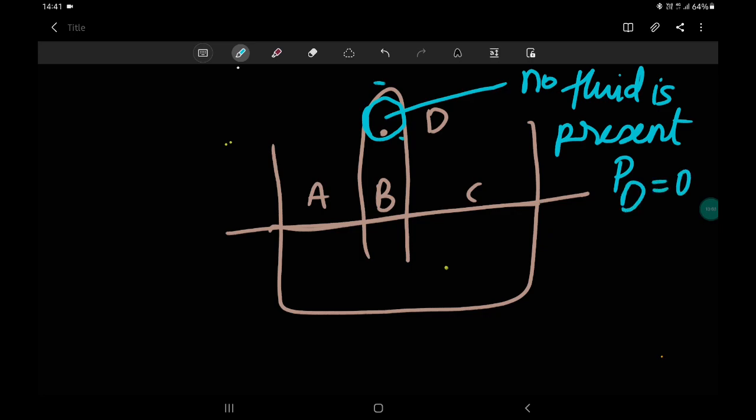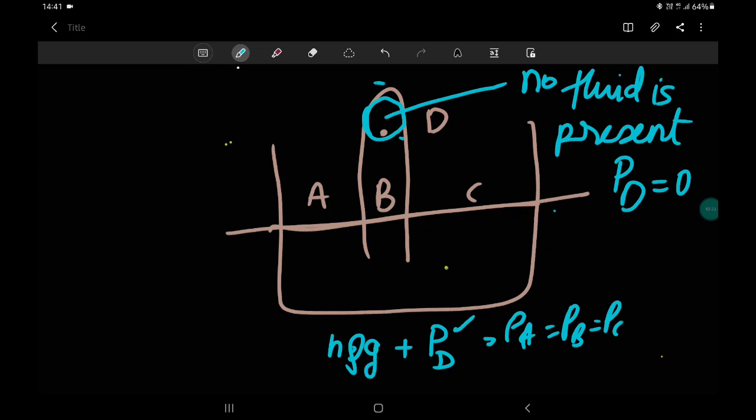I also said that the pressure at a particular horizontal level, let me assume PA equals PB equals PC, is equal to the pressure at the initial point plus H rho G. We know that the pressure at D is 0. So hence the pressure at A, B, C becomes H rho G. If I give you the values of H rho G, you will be able to find the atmospheric pressure. How can you find atmospheric pressure?